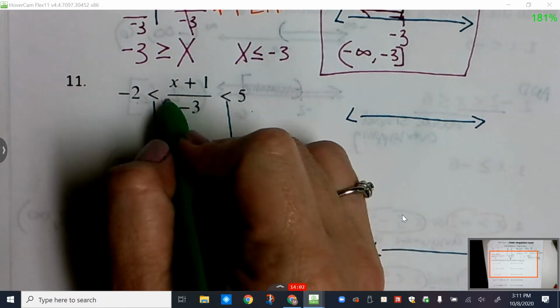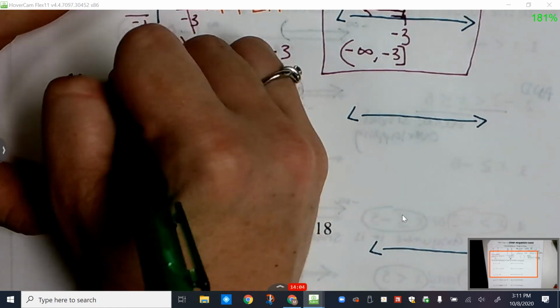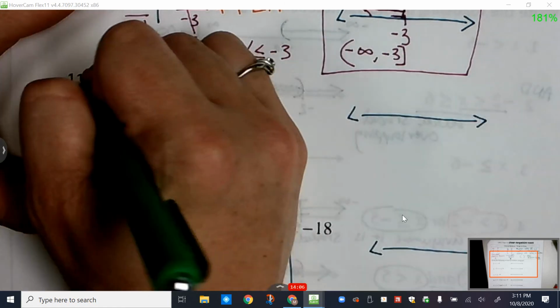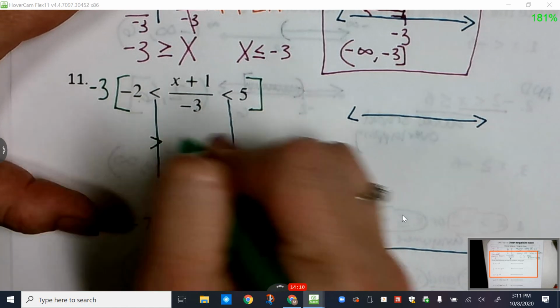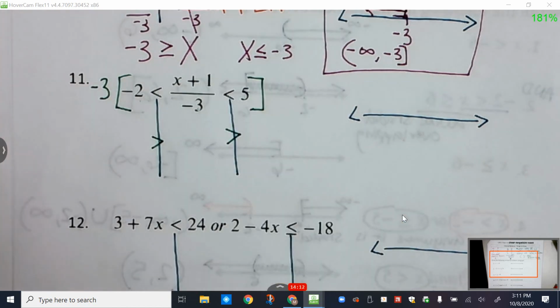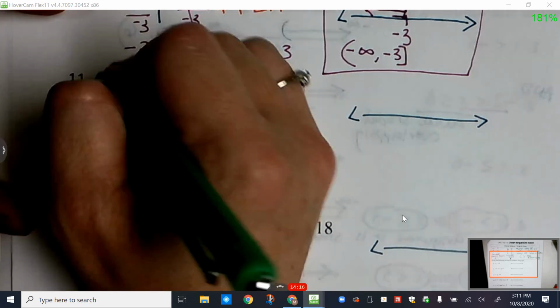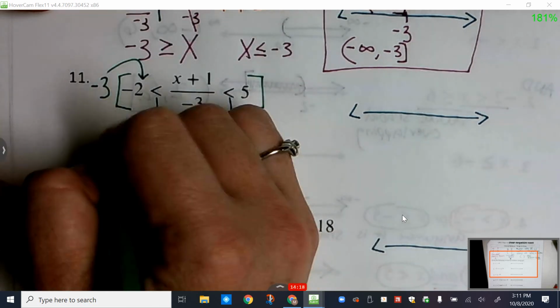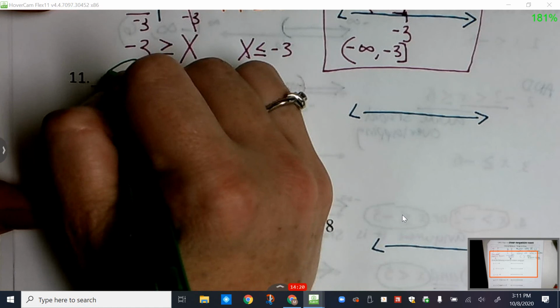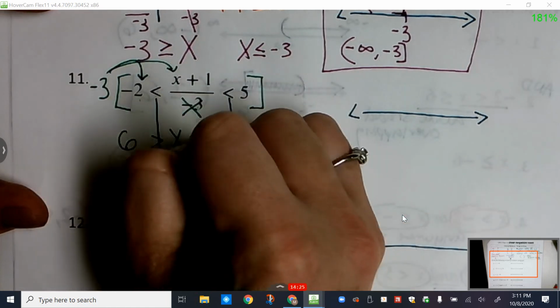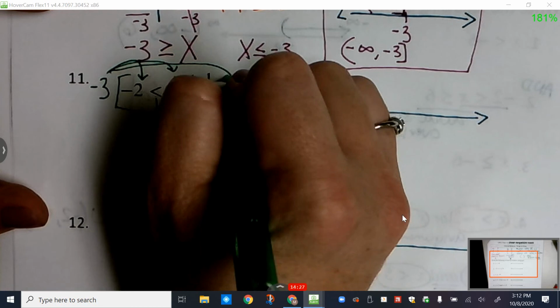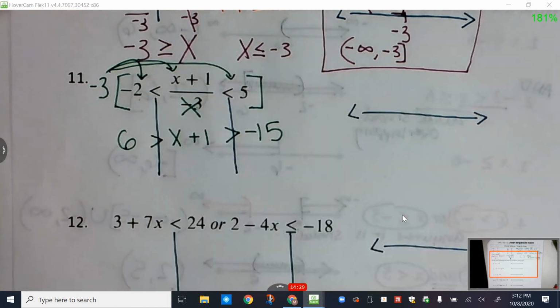So I know I need to get rid of this divide by negative 3. Well, the way I do that is multiply. Multiply cancels division. But if I multiply by a negative, I have to flip my symbols. That's the rule we just talked about. So negative 3 times negative 2 is positive 6. Negative 3 times this middle piece just cancels your divide by negative 3. And negative 3 times 5 is negative 15.